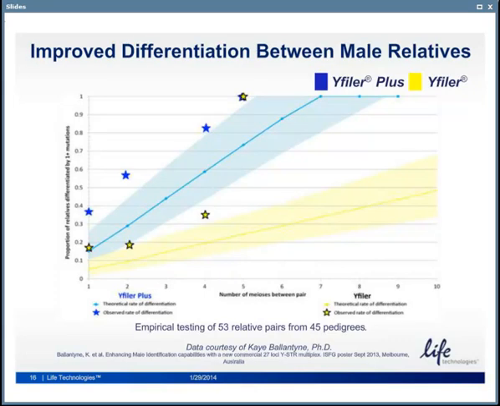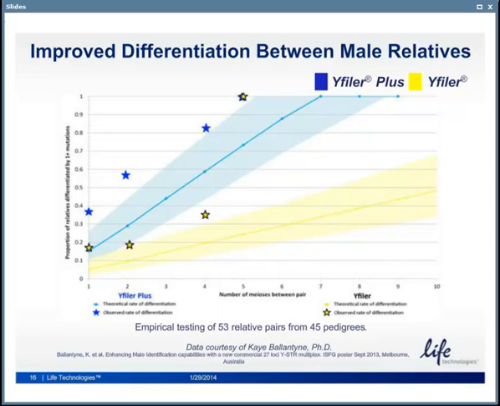So this is showing some data. This data is courtesy of Dr. K. Ballantyne, and it's demonstrating the improved differentiation between male relatives with this Yfiler Plus kit. So this yellow line here is showing the theoretical rate of differentiation with the Yfiler kit, and the blue line is showing the theoretical rate of differentiation with Yfiler Plus. So the yellow is Yfiler and the blue is Yfiler Plus.